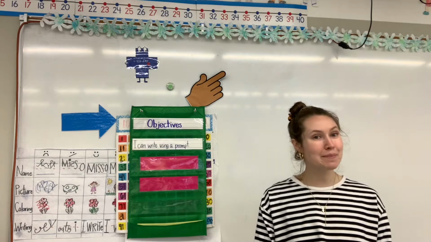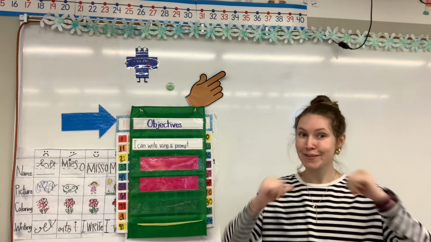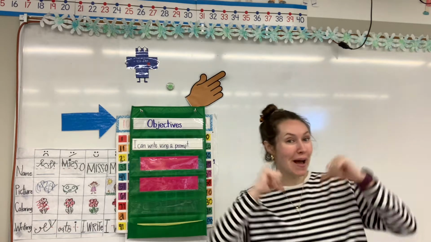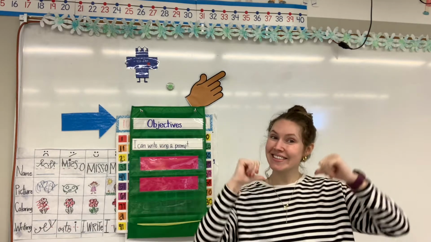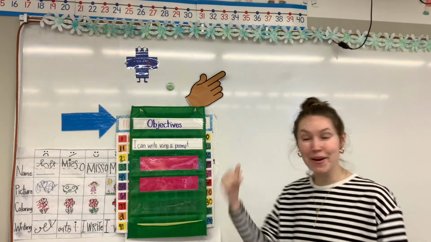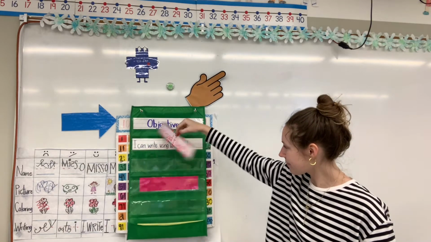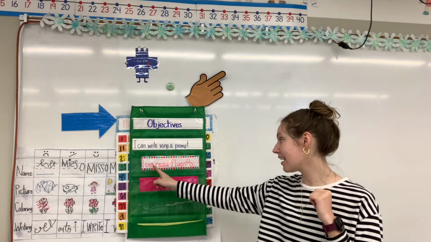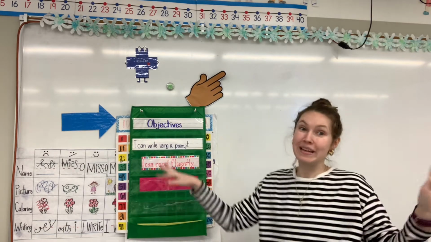Kindergarten Dolphins. We're going to begin this morning with some reading. So I'll start and you repeat. Objective is what we are going to learn. Let's flip it over. Okay, our objective today says, I can read fluently.